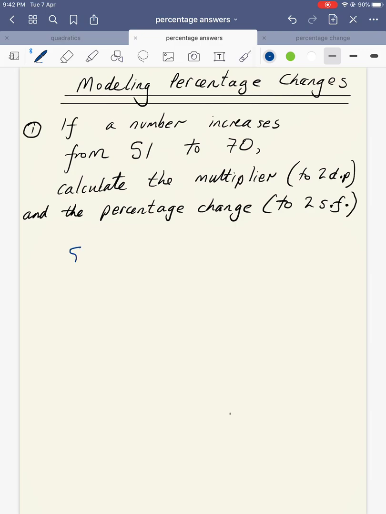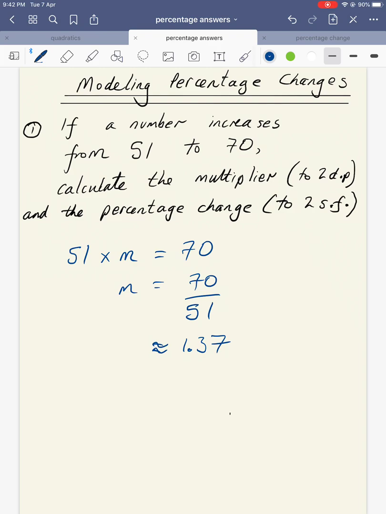So I mean, longhand it's 51 times by some multiplier gives us 70. So clearly the multiplier is just 70 divided by 51. Okay, and when we do that on just a regular calculator, you don't need a TI Inspire, any old calculator will do. You do 70 divided by 51, you get approximately 1.37 to 2 dp. Now what does that mean actually, 1.37?